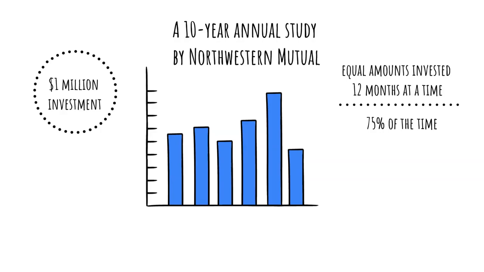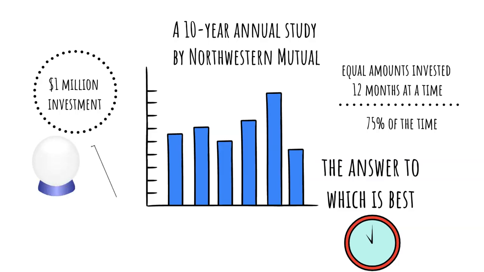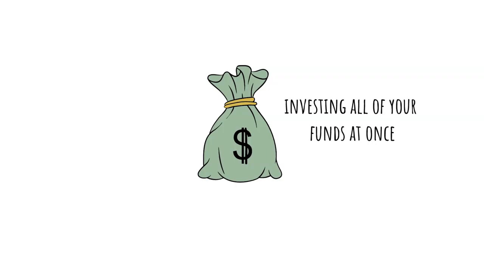While this is a simplified answer, the answer to which is best comes down to how the market is going to perform going forward. If you had a crystal ball and knew you could buy stocks without thinking about any downturns on the market, your best bet is to invest everything immediately. The downside with this strategy is that if the market drops after you invest, your $1 million would take a significant hit. Research has found that the most common form of successful investment strategy is investing all of your funds at once.